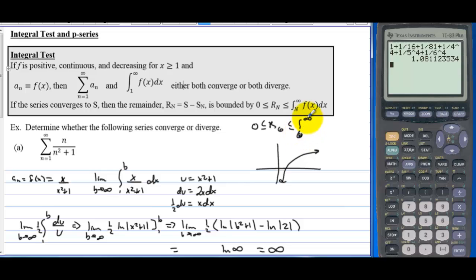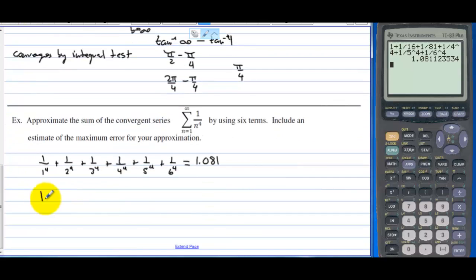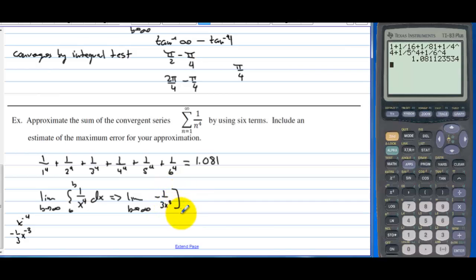So we need to go from 6 to infinity if we're finding the 6th degree error. So we have the limit as b approaches infinity of the integral from 6 to b of 1 over x to the 4th dx. Now that's really x to the negative 4, so when we integrate we'll have negative 1/3 x to the negative 3rd. So now we have the limit as b approaches infinity of negative 1 over 3x to the 3rd evaluated from 6 to b.